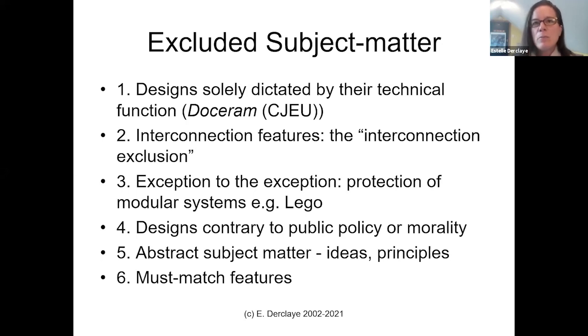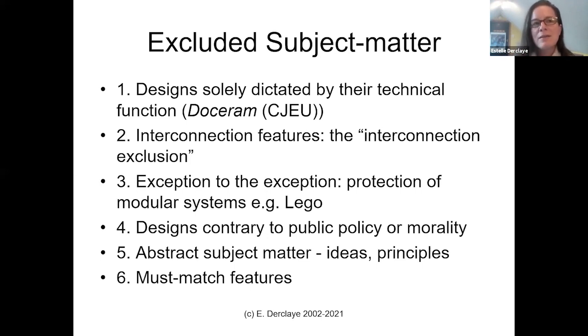And basically, the purpose of this is to say, well, if it's solely dictated by function, that's for patents to protect, not the design right system. Then there are also interconnection features. So interconnection features are things that you need to design to interconnect. So think of an exhaust pipe, for example, that needs to be connected to a car. That little bit of the design of the exhaust pipe that connects to the car is excluded in most cases because it falls within this exclusion.